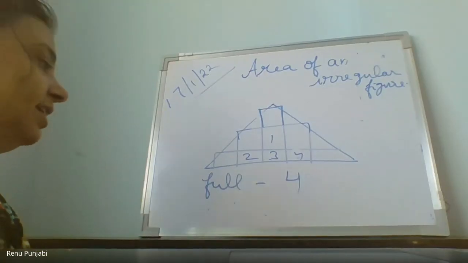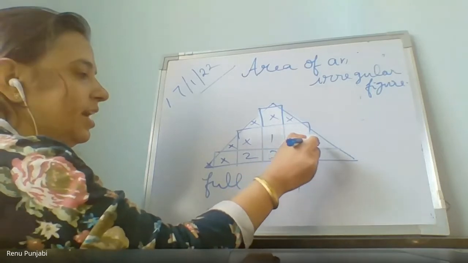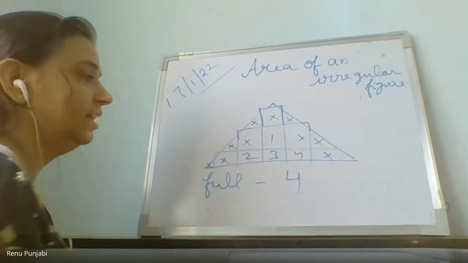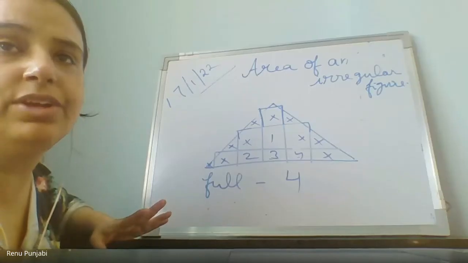Four. See, children, and how many halves are there? 11. Ma'am, 9. Ma'am, 11. 1, 2, 3, 4, 6, 7, 8, 9, 10, 11. Ma'am, there is a little small square at the top, on the upper side. If you shout like this, I will not do more.